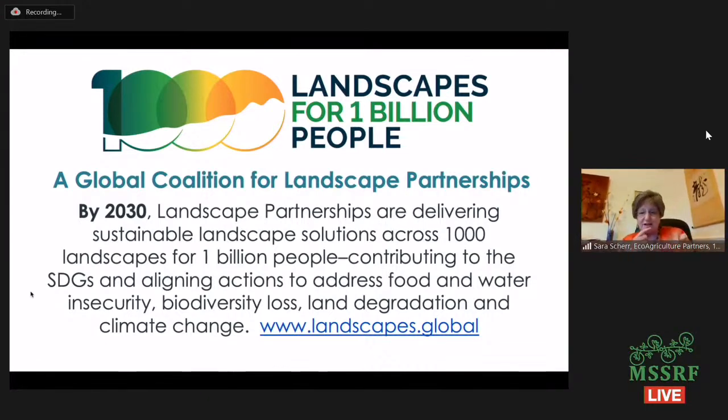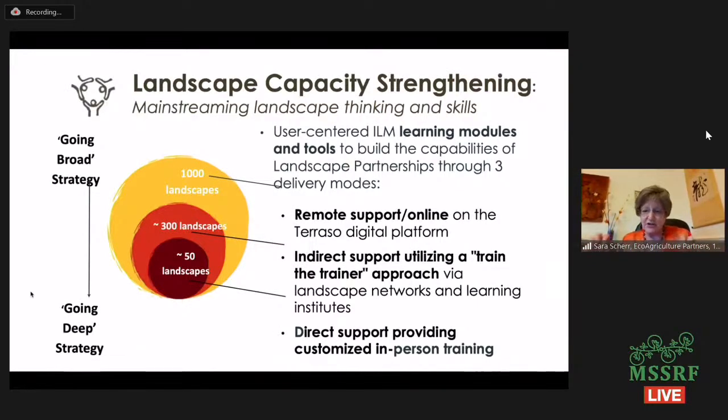If you go to the next slide. I'm going to spend just a few minutes to tell you the highlights of what we're trying to do with 1,000 landscapes for 1 billion people. The first one is around mainstreaming landscape thinking and skills through our landscape capacity strengthening. We're developing learning modules across all of those 5 aspects of the integrated landscape management action framework and specific outputs from them so that they can be accessed remotely, to work very closely with developing train-the-trainer approaches with landscape networks and learning and training institutions, and finally, that people can use to provide direct support.